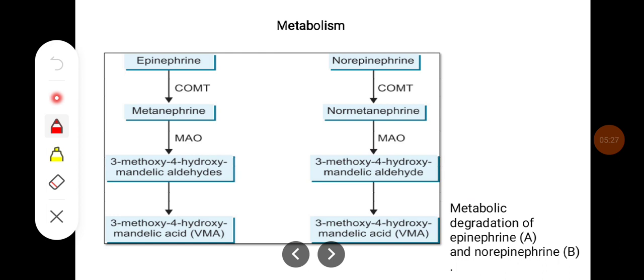So this is how the epinephrine and norepinephrine are metabolized. Epinephrine is metabolized into metanephrine, 3-methoxy 4-hydroxy mandelic aldehyde, and 3-methoxy 4-hydroxy mandelic acid. And norepinephrine gets converted into normetanephrine, 3-methoxy 4-hydroxy mandelic aldehyde, and 3-methoxy 4-hydroxy mandelic acid.